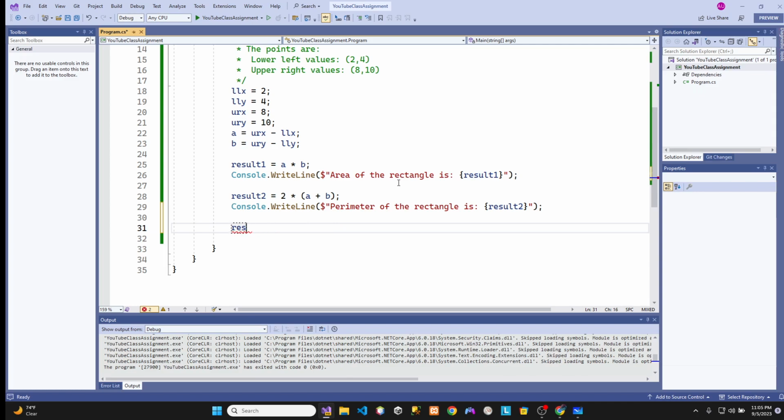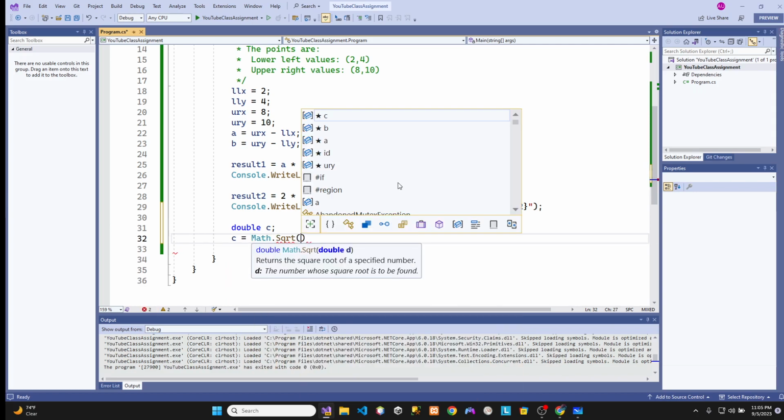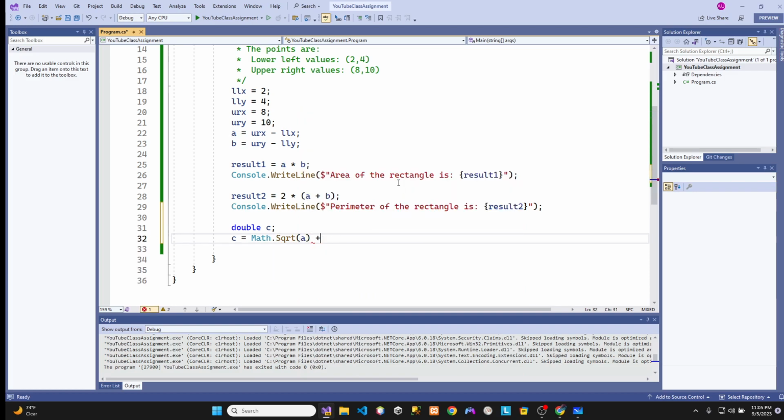And I will define another variable called the double C. C equals Math.sqrt of A plus Math.sqrt of B. Actually, I'm going to take this like that instead. Sorry. I'm going to multiply them with themselves first, then take the square root.